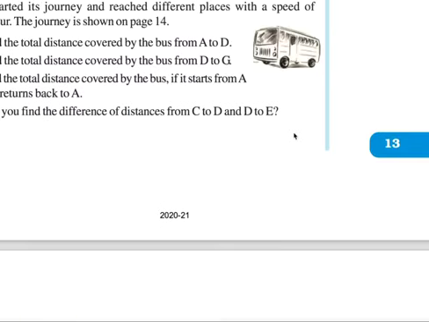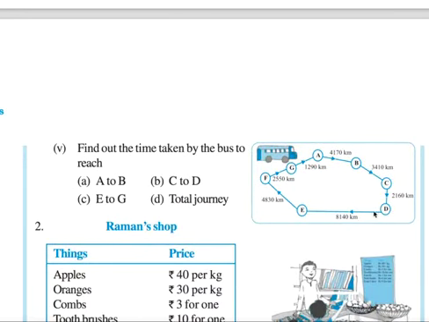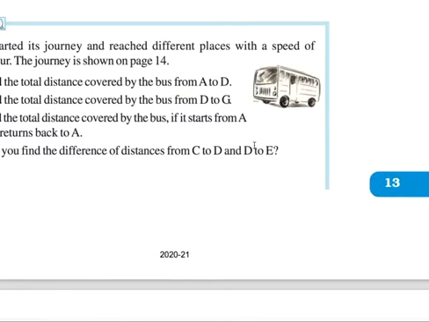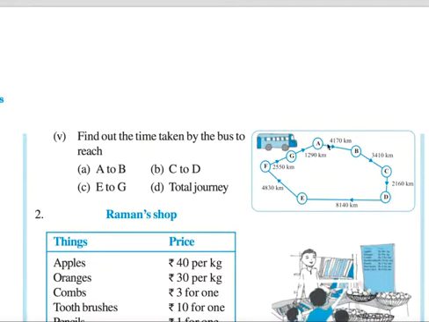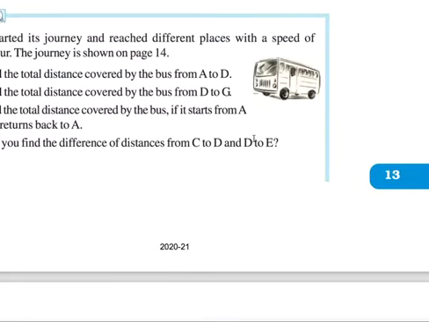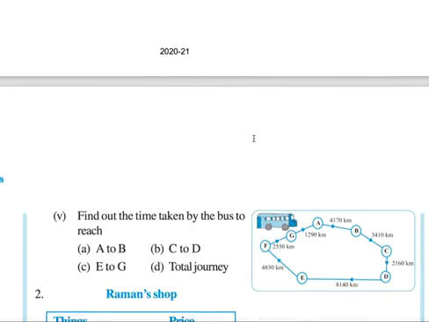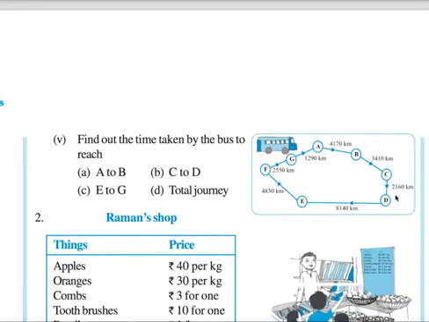What is the problem here? Find the total distance covered by the bus from D to G. D to G. This plus this plus this. Then find the total distance covered by the bus if it starts from A and ends at A. Starts from A. This plus this plus this plus this plus this plus this plus this. That is the distance. Can you find the differences? Difference of distance from C to D and D to E. C to D is this, D to E is this, this minus this.